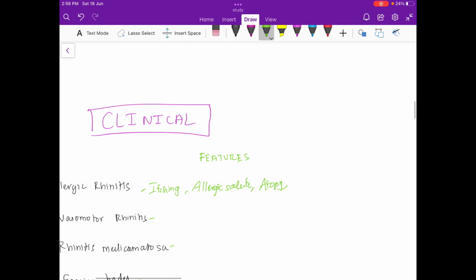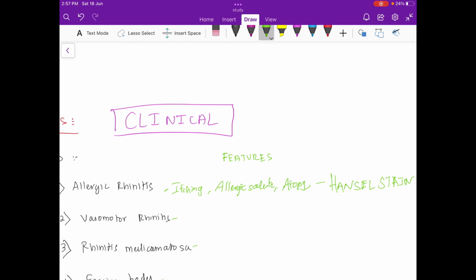And if we are too geeky, which we don't do in clinical practice, there is something called a Hansel stain, where you take the nasal discharge and then stain it and demonstrate eosinophils. We don't do it usually in the clinics because allergic rhinitis is diagnosed clinically.